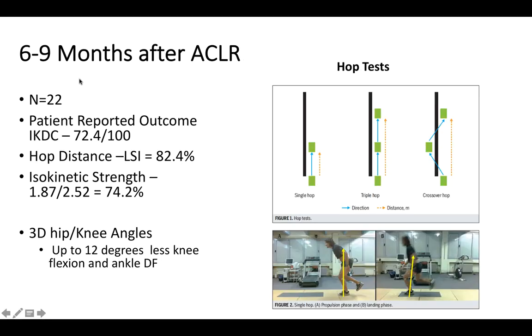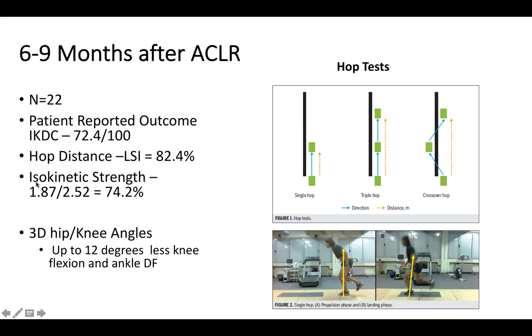So here we have 6 to 9 months after ACL reconstruction, and we're looking at how patients are performing as they're being released to return to play. Essentially, these patients on average had a self-report score of 72.4. They had a hop distance, this LSI stands for Limb Symmetry Index. So it's a comparison of how far they can hop on the involved side versus the uninvolved side.